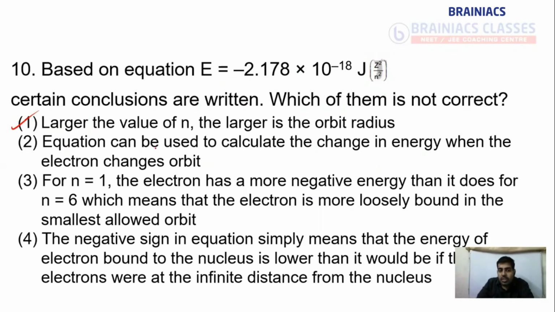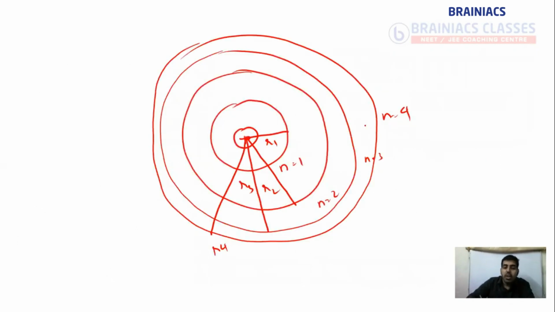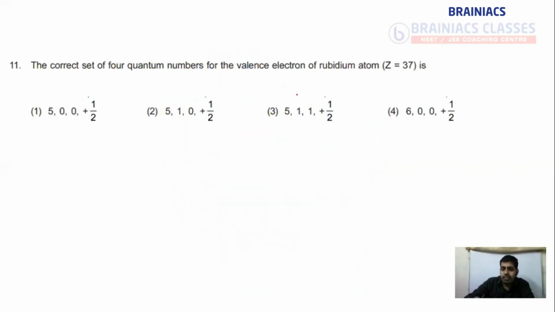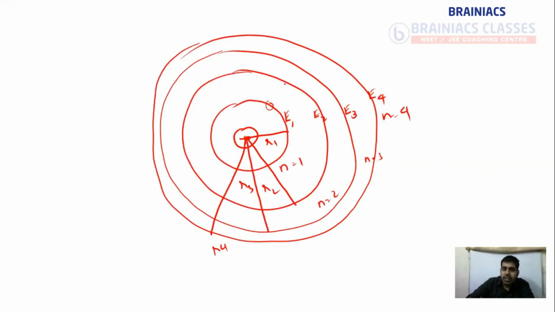Now second one. Equation can be used to calculate the change in energy when the electron changes orbital. Right. Now if you know the value, let the energy of first orbital be E1, let the energy of second orbital be E2, third orbital E3, fourth orbital E4. Now if we know the energy value of each orbit, and if electron is jumping from one orbital to another, you can easily calculate the energy difference if you know the energy of each orbital. Delta E is equal to E2 minus E1, right?